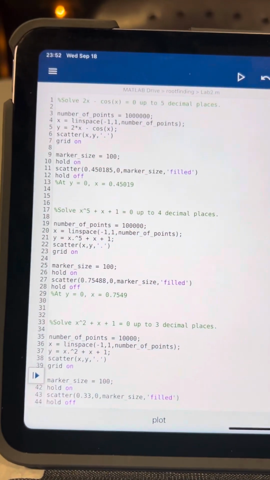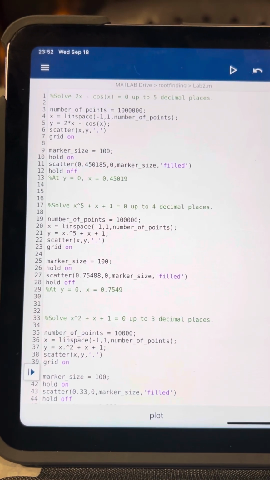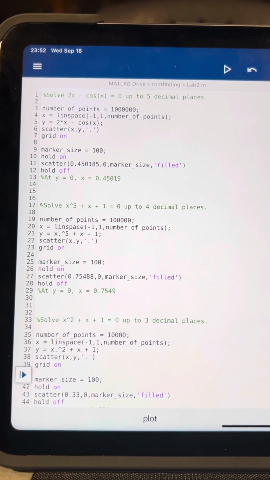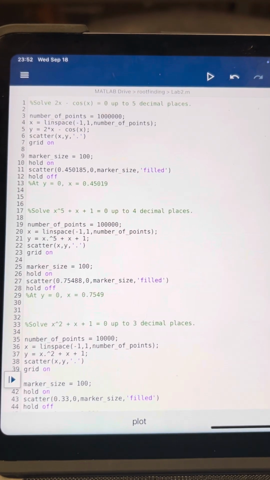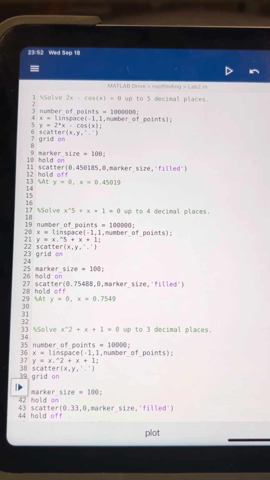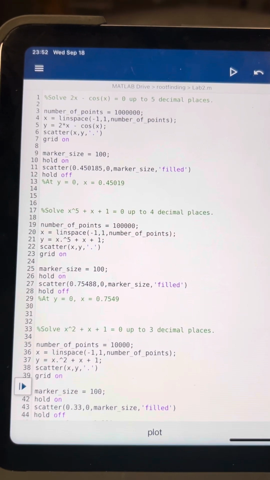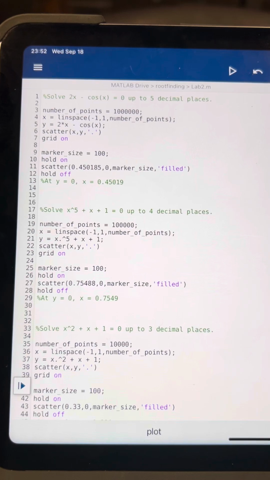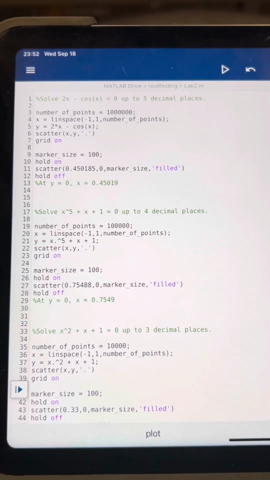So Problem 1 has 5 to 6 parts. In part 1 of question 1, it asks us to solve 2x minus cosine x is equal to 0 up to 5 decimal places.